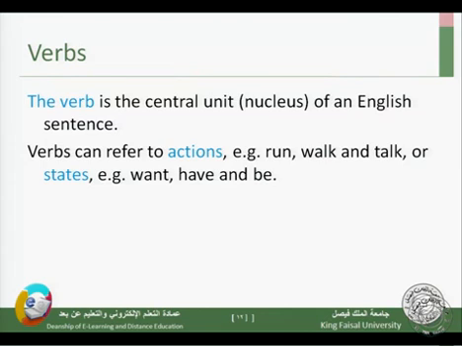The verb can refer to an action, or it can refer to a state. Verbs that refer to actions are verbs like run, walk, and talk. These are all things that people are doing, actions that are done by someone. So run, walk, and talk are 3 examples of action verbs. We also have state verbs that refer to states, like want, have, and be. These are states in certain things that are conveyed through verbs. Someone who wants something, someone who has something, these are all states.